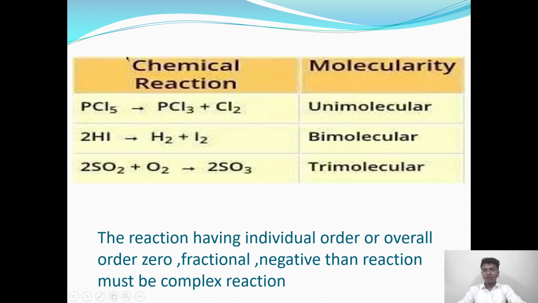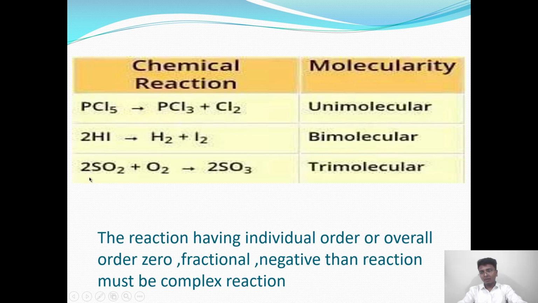We have examples of molecularity. Here PCl5 gets converted into PCl3 plus Cl2. Here we have one molecule of PCl5, so this is a unimolecular reaction. In the second reaction we have 2HI which gets converted into H2 plus I2. Here two molecules of HI simultaneously collide, so this reaction is a bimolecular reaction.